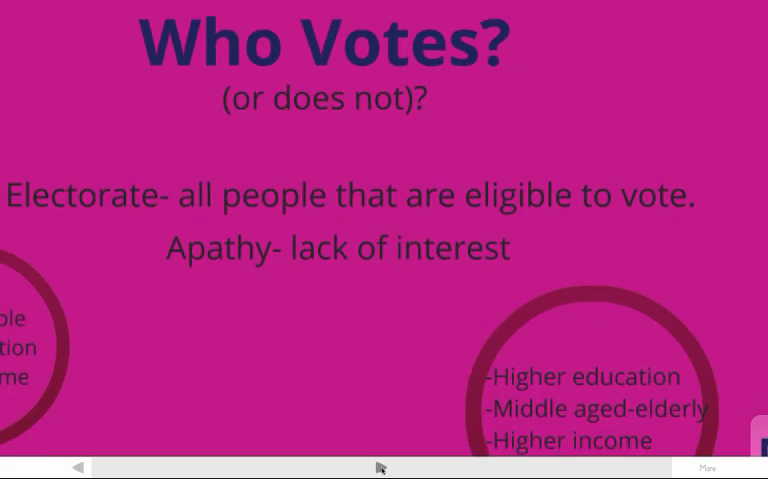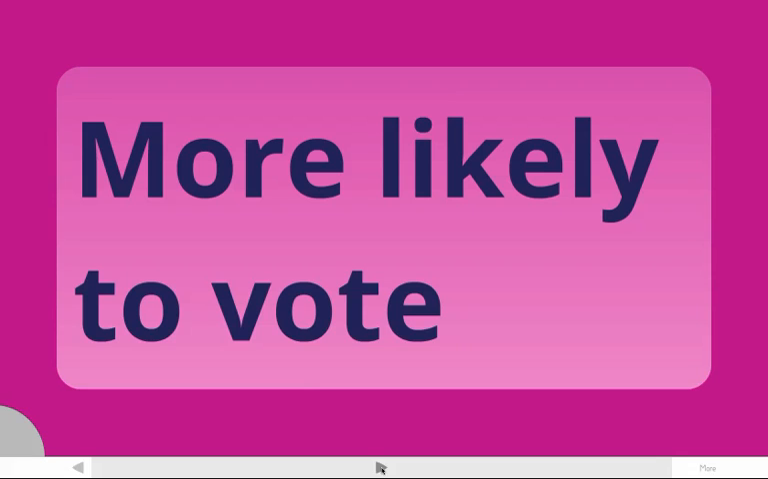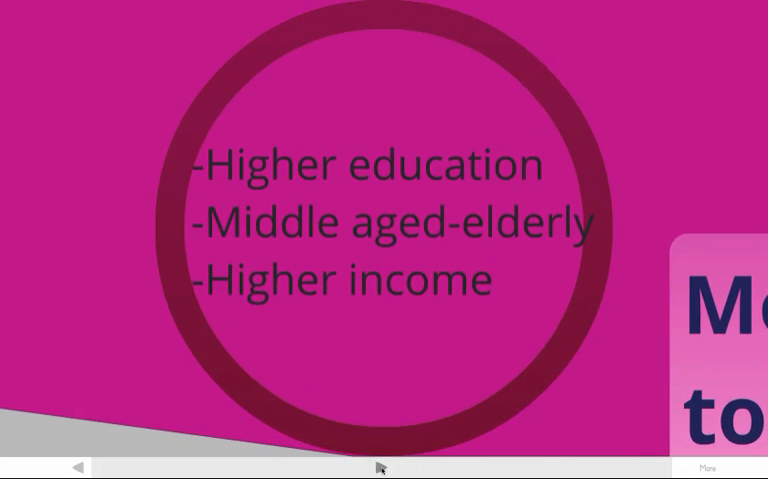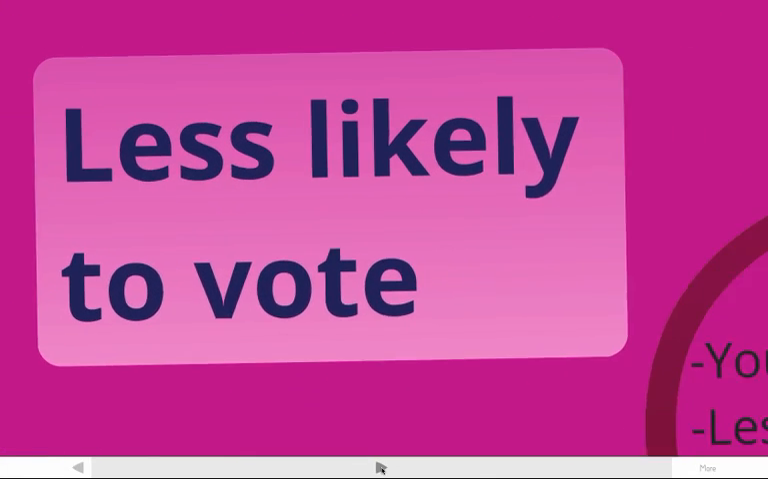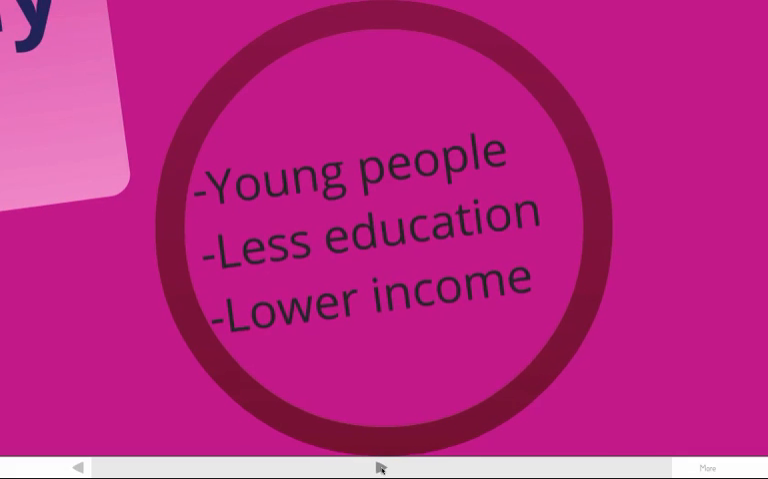So the people that vote, you're more likely to vote if you fit into this category: people that have a higher level of education, people that are between middle-aged and elderly, and people with higher incomes. Those people are more likely to vote. But the people that are less likely to vote fit in this category: young people, less educated people, and people with lower incomes. They feel like their voice doesn't really matter, and so they are less likely to vote, being more apathetic, and so therefore that really puts the power in the hands of the other group.